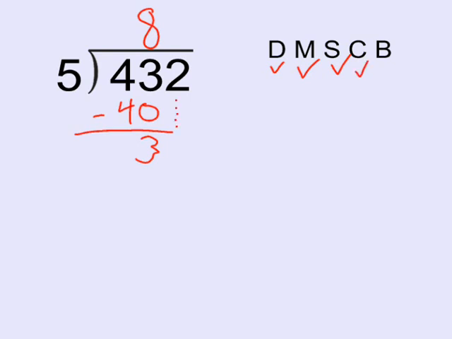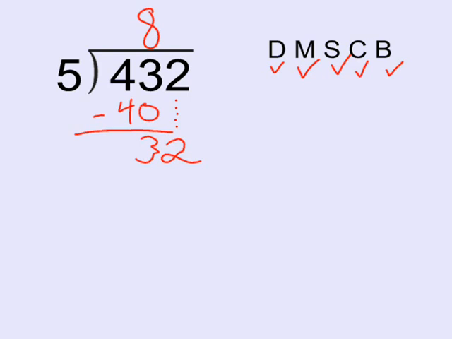Just the 2. Now we're going to go back and divide. But my new division problem will be 32 divided by 5. I have now 32 units, and I'm going to divide them into 5 groups. 32 divided by 5. How many times can 5 go into 32?